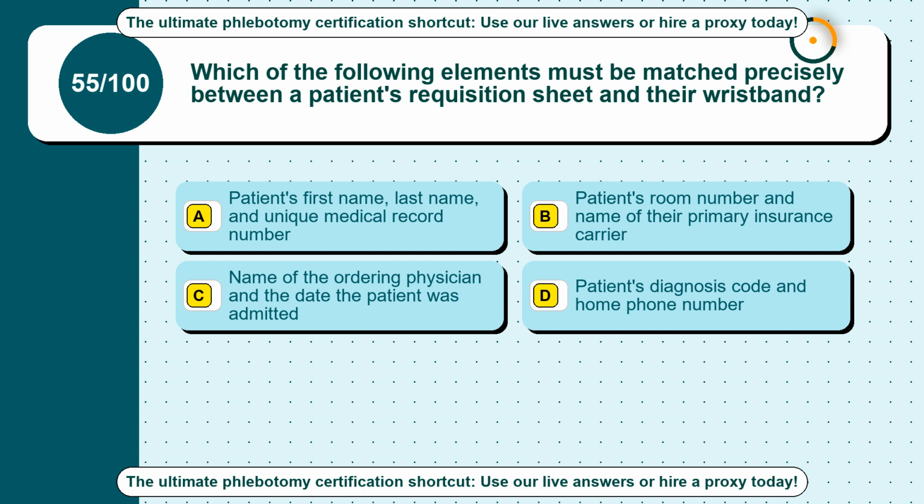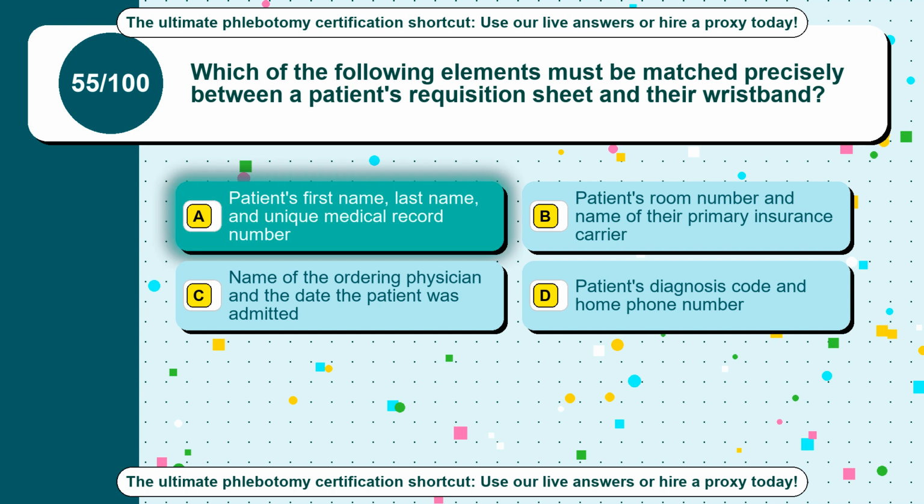Option C, name of the ordering physician and the date the patient was admitted. Option D, patient's diagnosis code and home phone number. The correct answer is option A, patient's first name, last name, and unique medical record number.